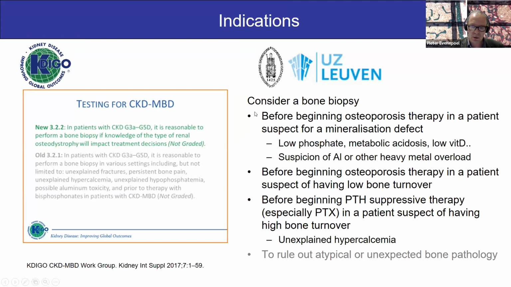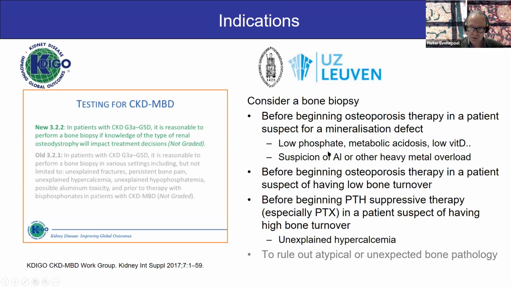Also, when we as a center tried to implement this recommendation in practice, we believe that you should consider bone biopsy before beginning osteoporosis therapy in a patient suspected of a mineralization defect. The only way to really confirm mineralization defects is by bone biopsy. Suspicion can be there if you see a patient with low phosphate, hypophosphatemia, prolonged metabolic acidosis, or low vitamin D levels for a while. This is a patient that probably could have a mineralization defect.